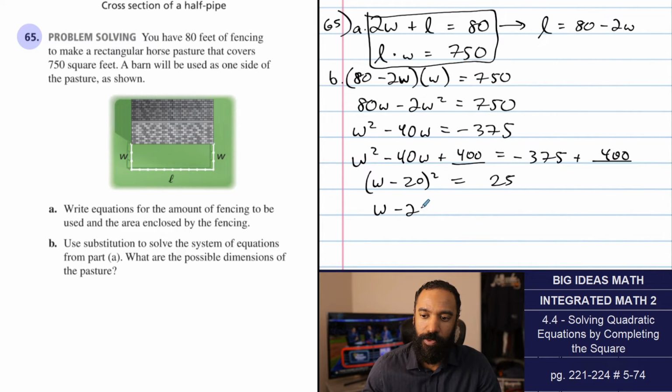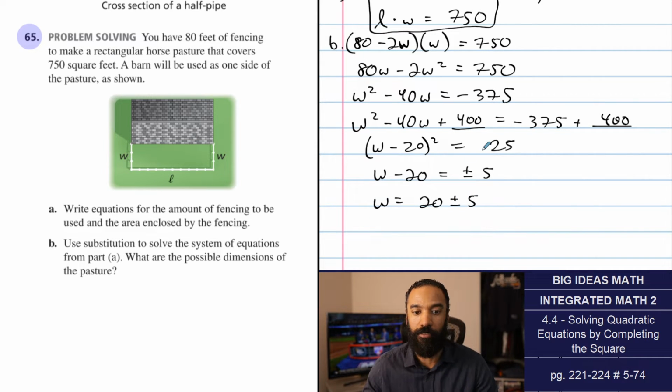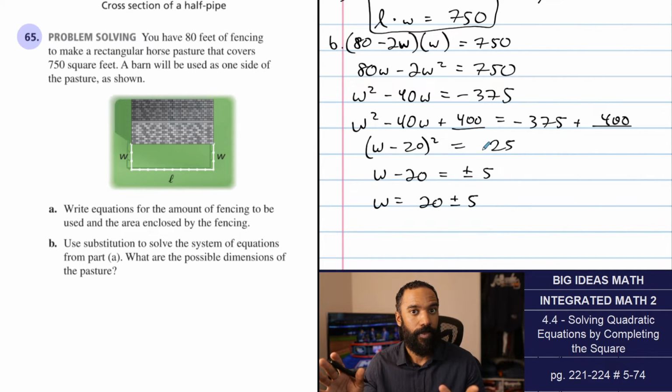Taking the square root of both sides, we get W minus 20 equals plus or minus 5. Add the 20 over, you get W equals 20 plus or minus 5. 2 possible answers to be looking for. And listen, both might apply. They said, what are the possible dimensions of the pasture?